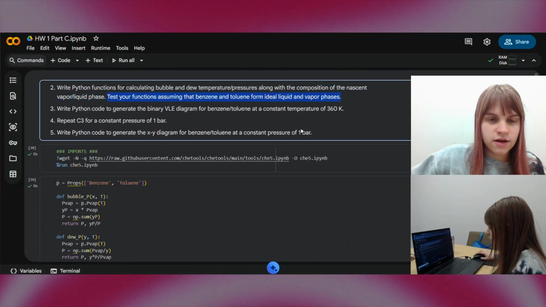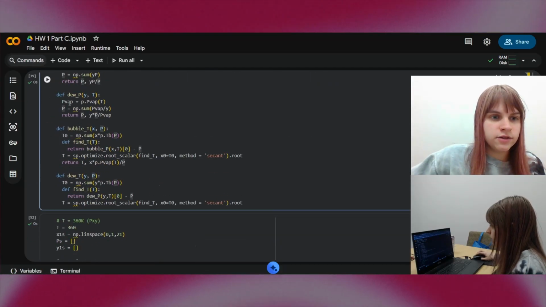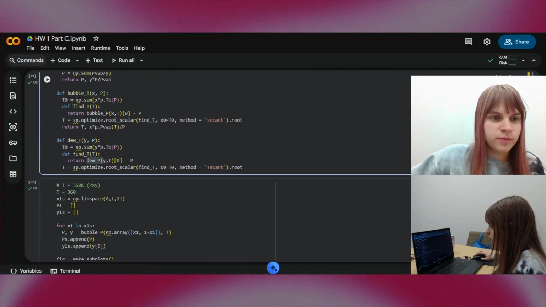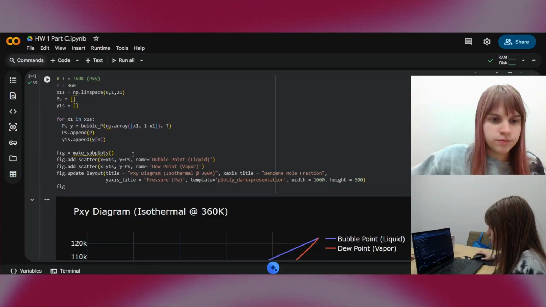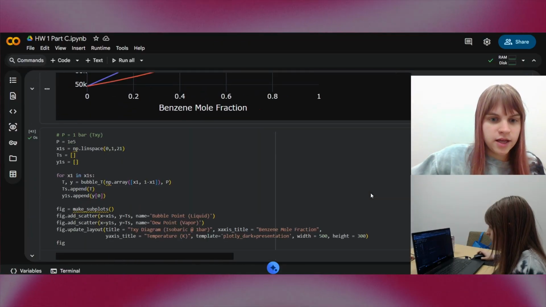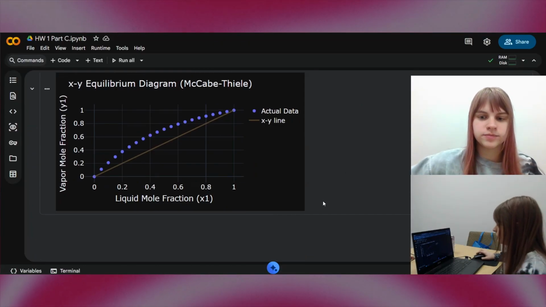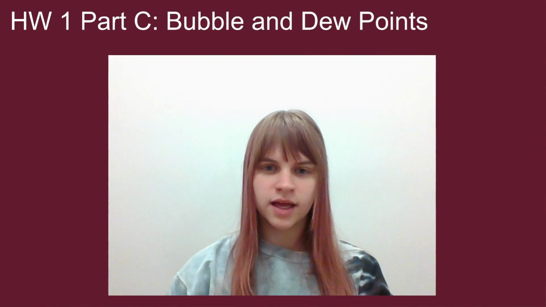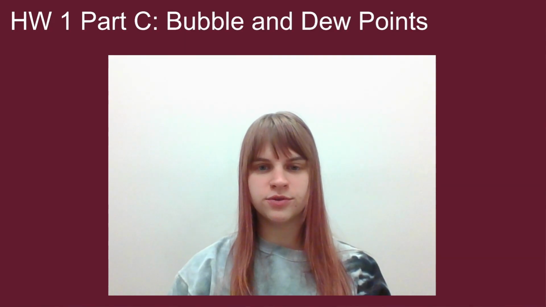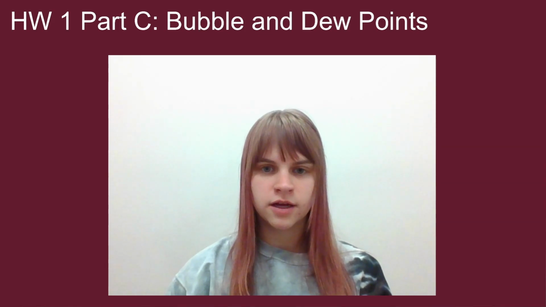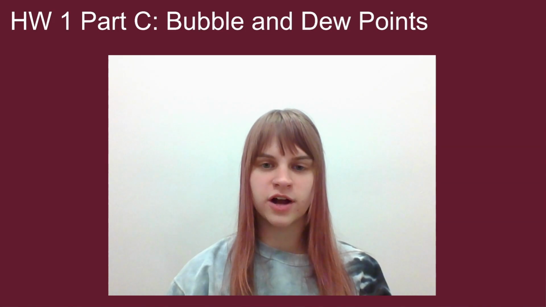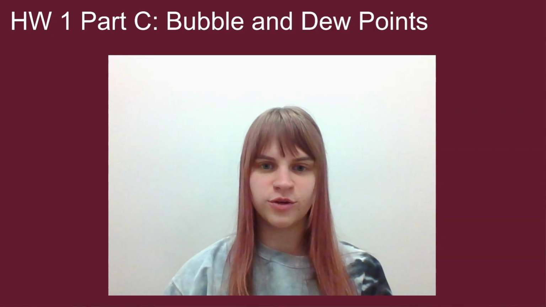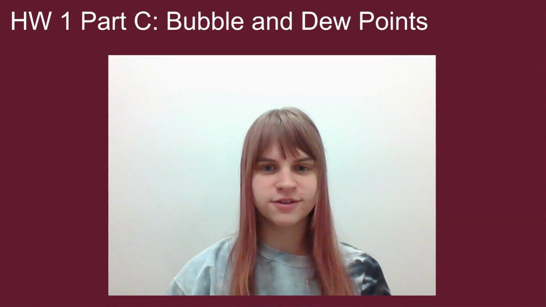So that tests the function. And again, you could do that with the dew pressure, bubble temperature, dew temperature for any of these graphs. And that is it for part C. Part D will be the last part for homework 1, separations, and in that we're going to dive into constant volatility and see how that describes the benzene and toluene mixture that we coded today. So stay tuned for that.